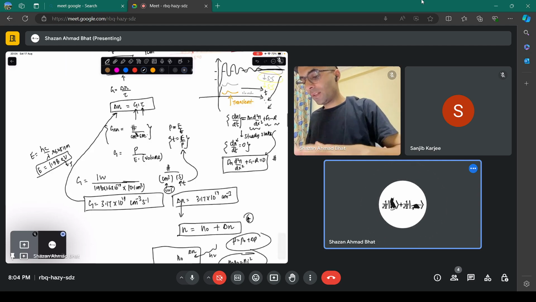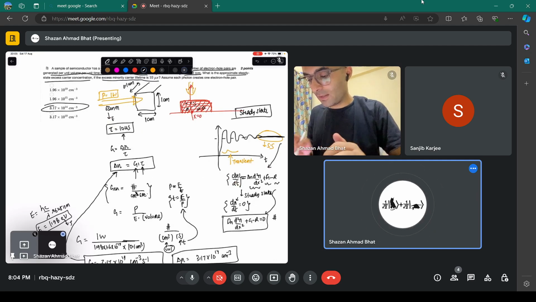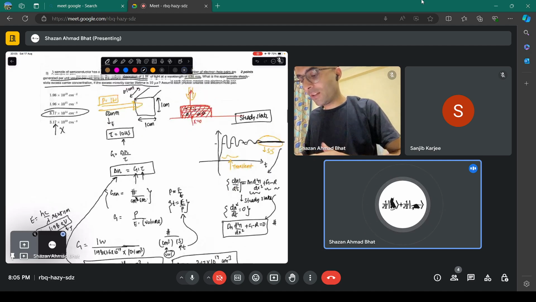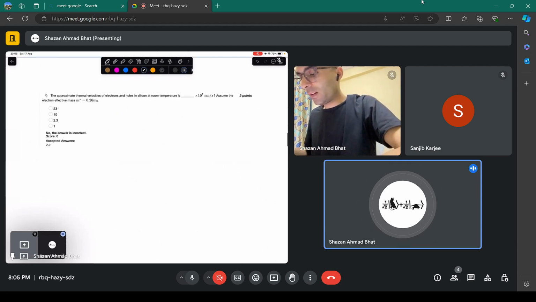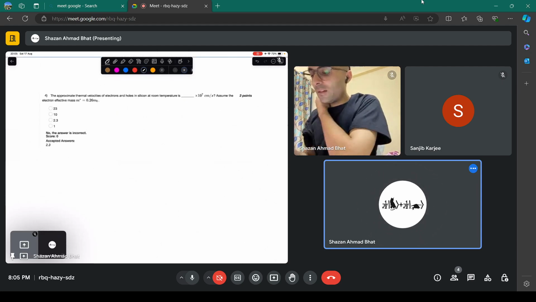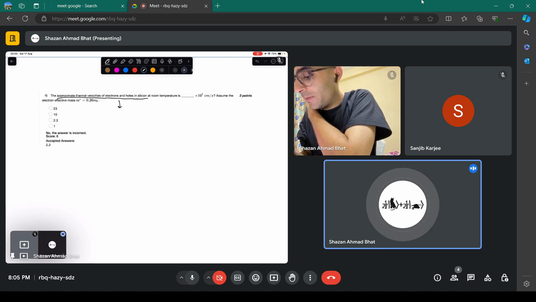You can do many things after it, but that's what we needed to compute, and the answer is this. This is the generation, not the concentration. And now we move to question 4. Question 4 is again easy. We need to find the approximate thermal velocities of the electrons. Thermal velocity.